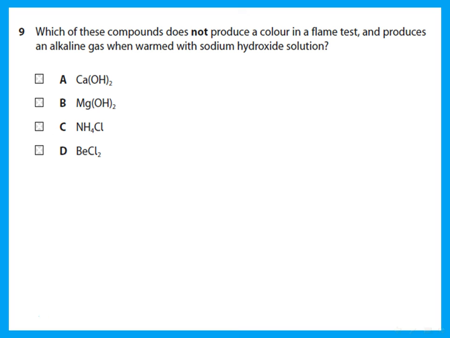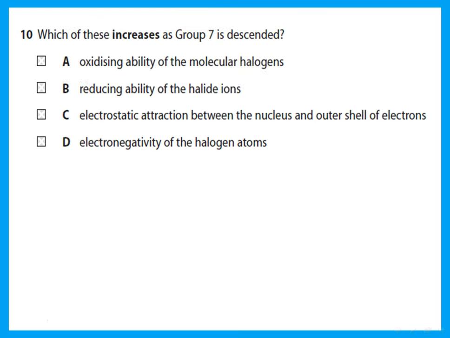Question 9 says, which of these compounds does not produce a color in flame test? If it does not produce a color in flame test, then it is not calcium, for example. It produces an alkaline gas when warmed with sodium hydroxide. This is a test for what? When we add sodium hydroxide and warm gently and we get a gas that turns damp red litmus paper to blue, that means I have ammonium. So it must be ammonium, which is choice C.